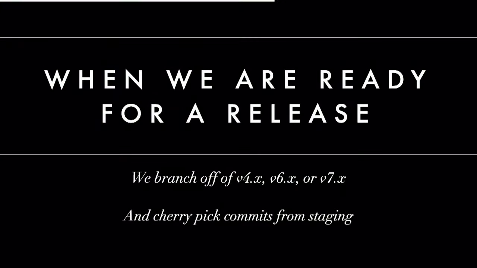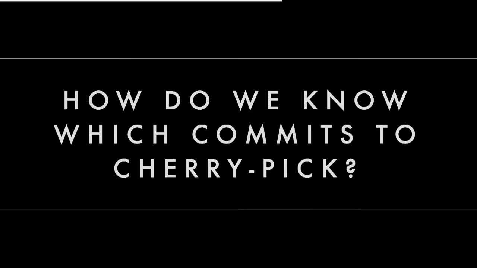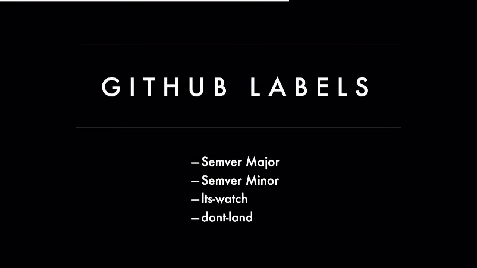So when we're ready for a release, we'll branch off of the 4.x, 6.x, or 7.x branches, and then we'll cherry-pick our commits that are sitting on staging ready to go into the release. How do we know which commits we're going to cherry-pick? We primarily know through GitHub labels. Every commit that's semver-major has a label. Every commit that's semver-minor has a label. We also have LTS watch labels, and we have don't-land labels.